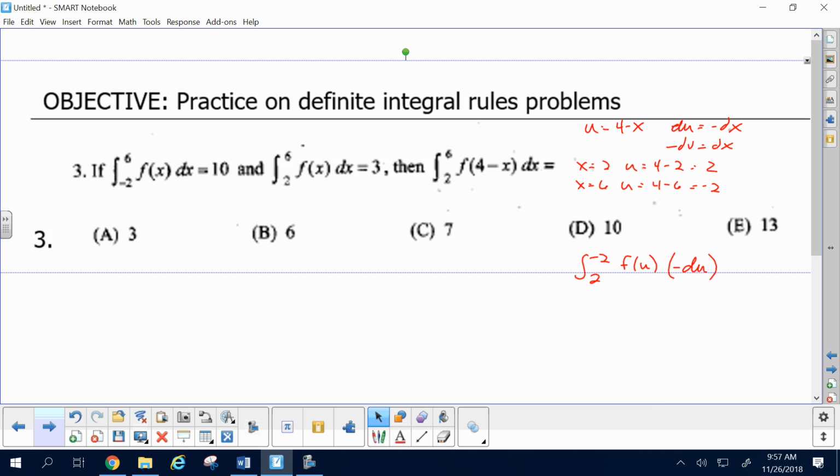Like this shouldn't be hard, but they are. You have to be very detail-oriented. So this is what I got after my u sub. You should have picked up a negative on the du, because the derivative of 4 minus x is a negative. So when you isolate positive dx, you get a negative du. Still not out of the woods. We're thinking to be done here.